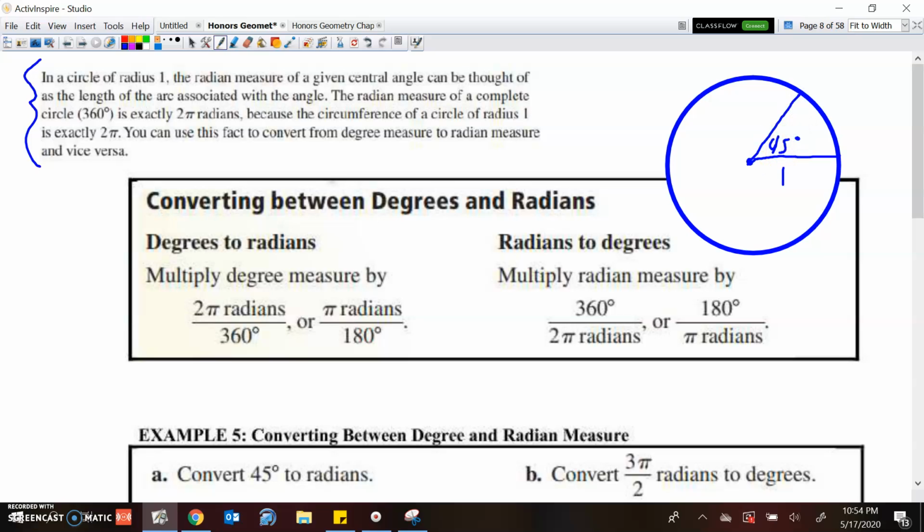It says that the radian measure of a given central angle, so here's my central angle, can be thought of as the length of the arc associated with that angle. So what they're saying here is, what we've done so far is we've measured, if the central angle is 45, then this arc length is 45. Well, there's another way to measure it, and that's in this unit called radians. Just like 12 inches is the same as 1 foot, different units to measure the same thing. Here, we can measure something in degrees, we can measure something in radians.